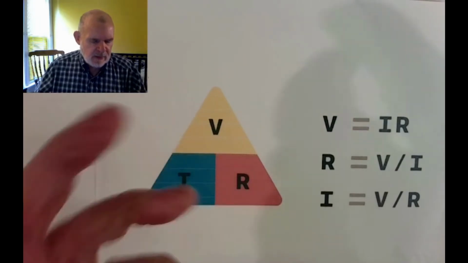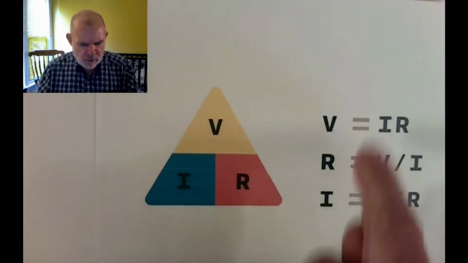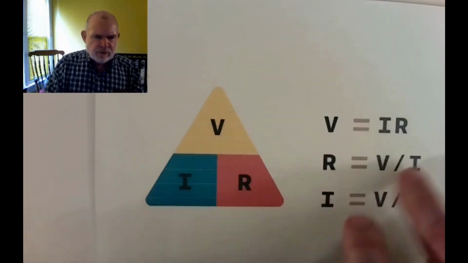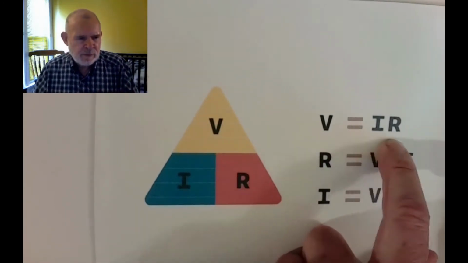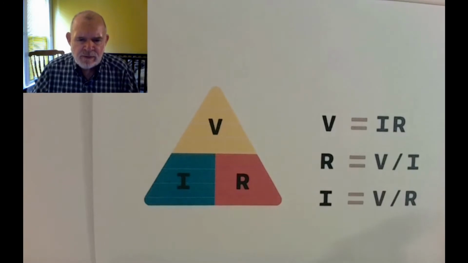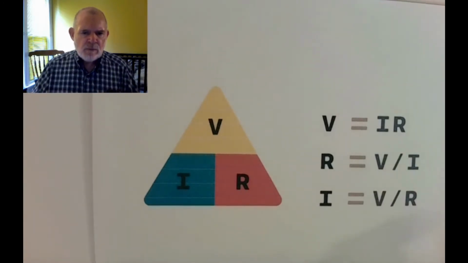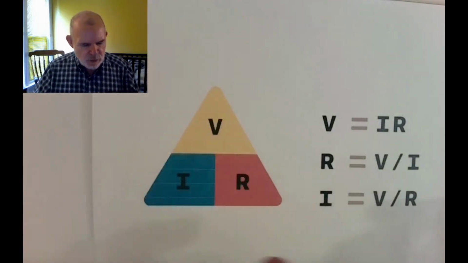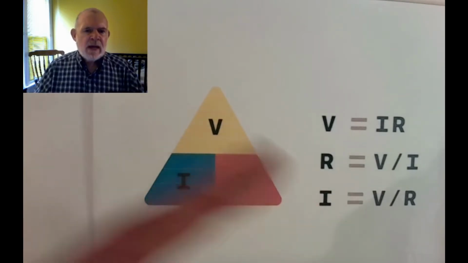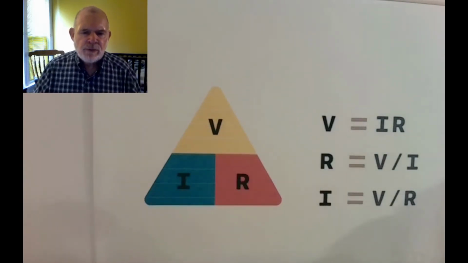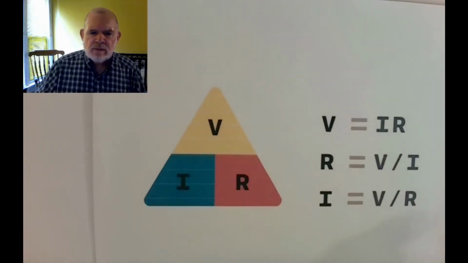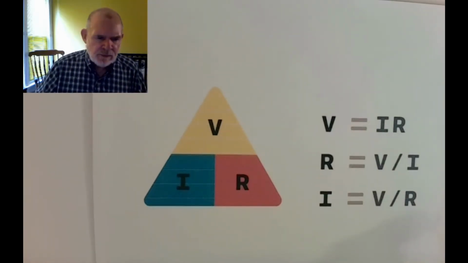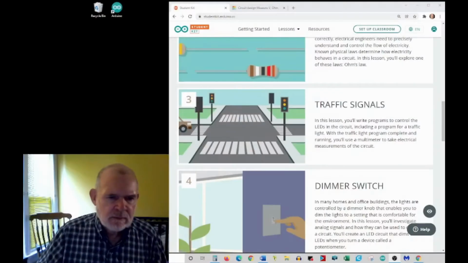It seems like a handy way to remember it if you don't know the algebra to switch the equations around. But if you remember volts equals current times resistance, that's the basic form of it. So if you know any two things, you can calculate the third one. So let's check this in Tinkercad.